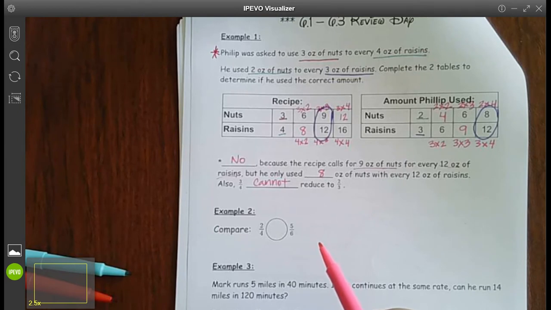I didn't necessarily have to do an equivalency table, but sometimes they ask you to complete a table. So we reviewed that as well. And that also makes more sense to some people. But whichever way makes more sense to you, that's the way you can solve.